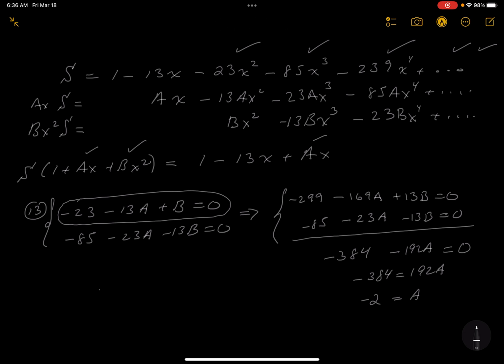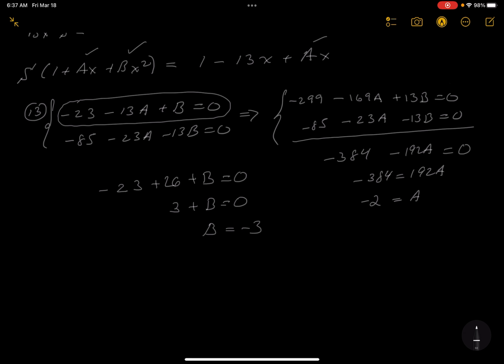So what do you get? You get minus 23. Well, that's going to be plus 26 now because a is minus 2, right? Plus b is equal to 0. So you would get 3 plus b is equal to 0. So now I know b is minus 3. All right?